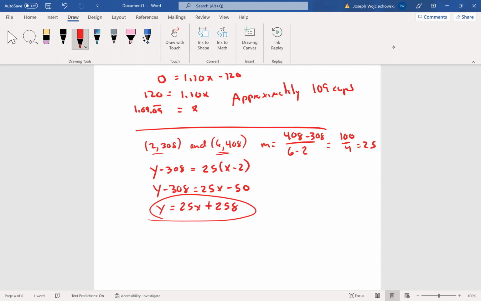Interpret the meaning of the slope in context of this problem. So what did X represent? The number of years. And what was Y? Y is the average consumer spending. So this is telling me that the average consumer spending is positive, so increases by $25 every year.